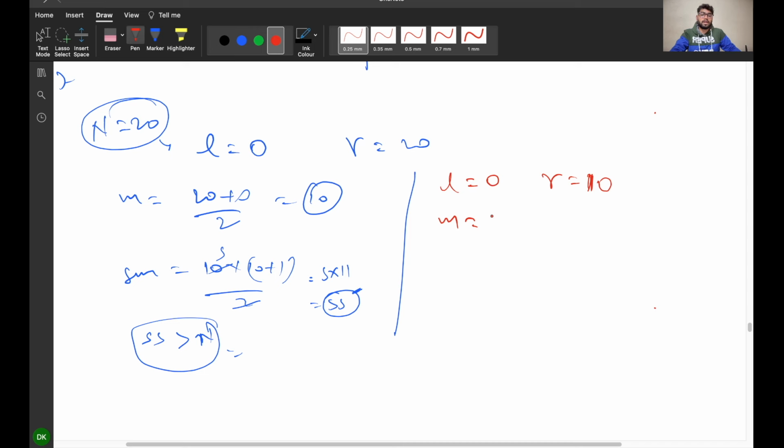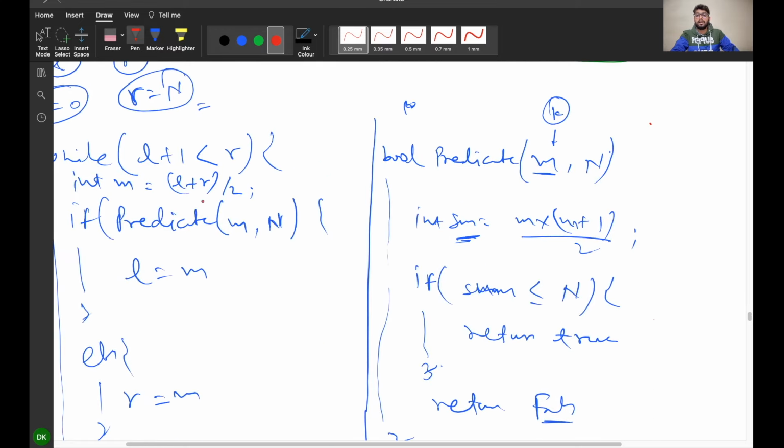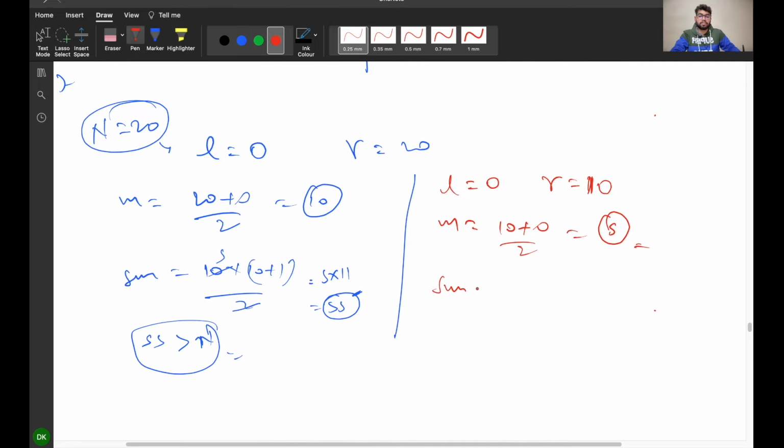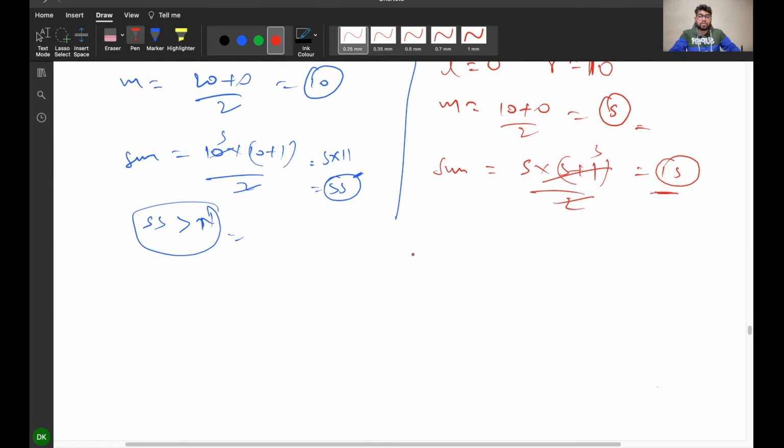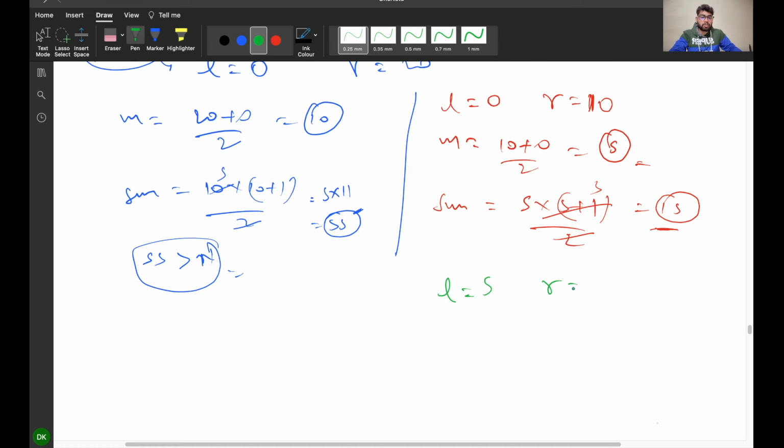After that, let's find the middle element, that is (10 plus 0) divided by 2, that is 5. After calculating the middle, I call the predicate function. In the predicate function I find the current sum, that is 5 into (5 plus 1) divided by 2, that means 15. So my current sum is 15, which is less than or equal to n, so I return true, and I update my L to m. My updated L becomes 5 and my R becomes 10.